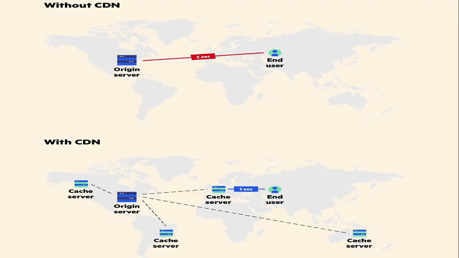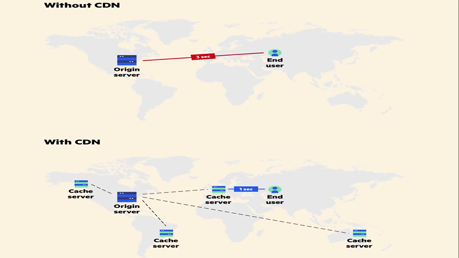So a world without CDN looks like this, where we have the origin server and the end user, and there is no intermediate cache server or anything. So there is a lot of latency. If there is a server which is hosted in the US, and you are trying to access it from Europe or India, then you will see the latency.